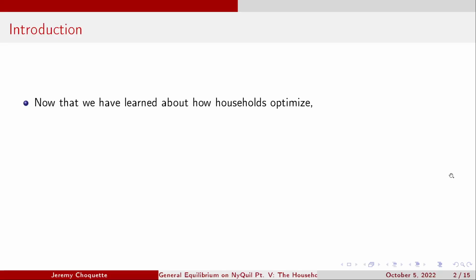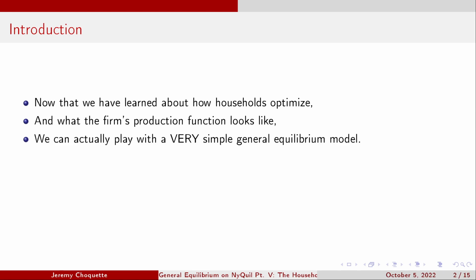So now we've learned about how the household actually optimizes. We went through all that stuff. You had your two-period utility function. I gave you your two-period constraints, showed you how to plug them into one another so that you had only one constraint, and you could go through and optimize, and you could derive the household's Euler equation. I showed you what the firm's production function looked like in the last lecture. And now that you've got all of that, we can play with a very, very simple general equilibrium model.